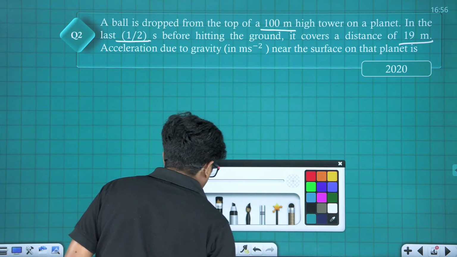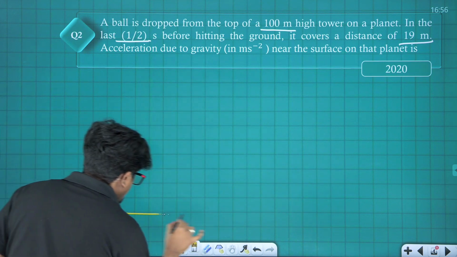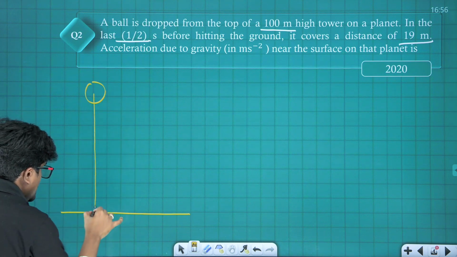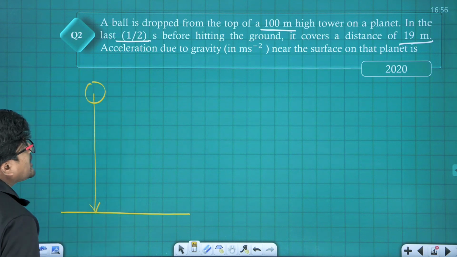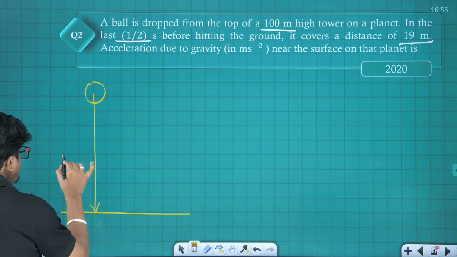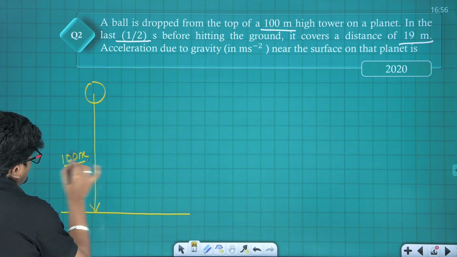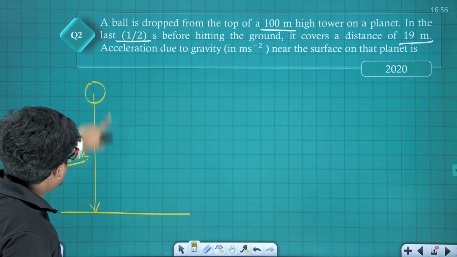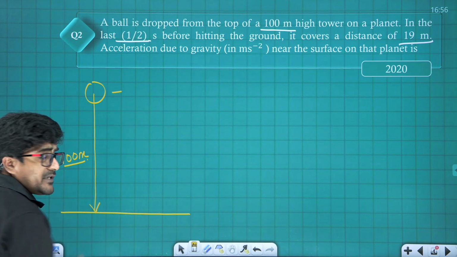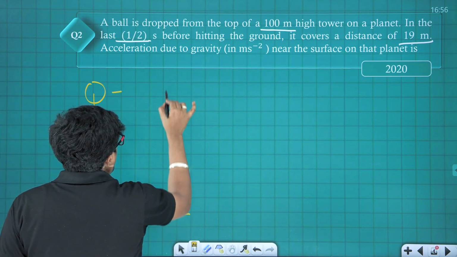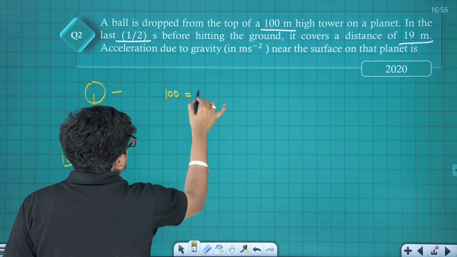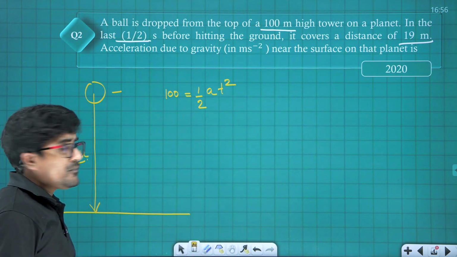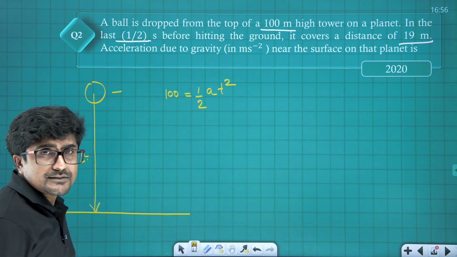Let us consider this be the ground. Okay, and let this be the mass coming and hitting the ground from a particular height. What is that height? 100 meters. Okay, fine. Now, in this case, we don't know what is the acceleration due to gravity. So I can mark 100 is equal to half of a into t square.